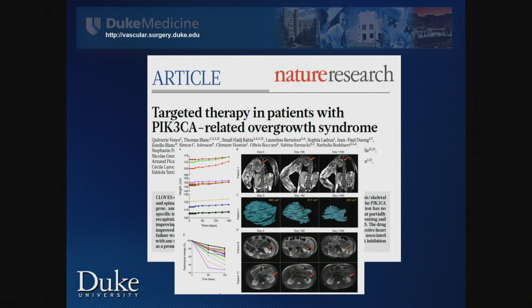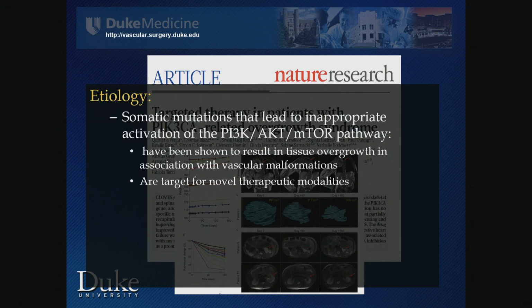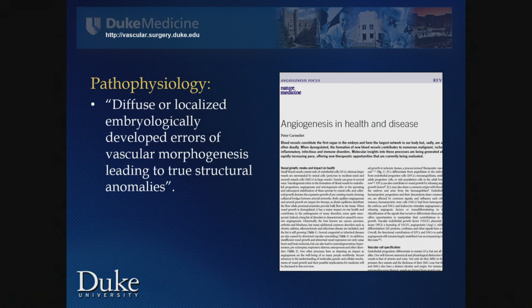So if you look at this set of diagrams and images, you can see that over time, patients treated with this genetic manipulation therapy had a dramatic improvement in these complex malformations. And this is really, other than sirolimus, we've seen no medical therapy that has been this successful. So this is extremely exciting for those of us that treat malformations.